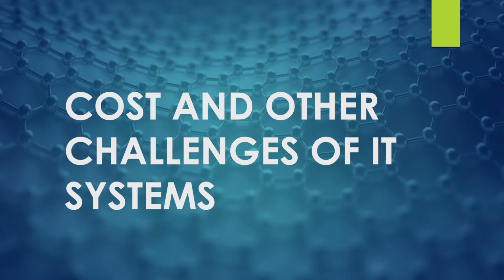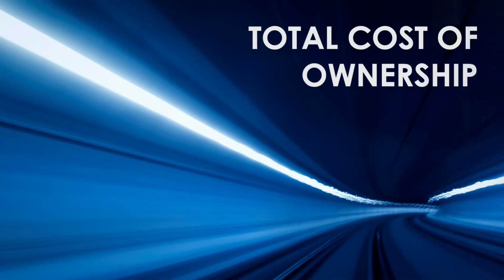In this video we will investigate the cost aspects of IT systems for an organization. In the Total Cost of Ownership model, we analyze several direct and indirect costs. This helps firms determine the actual cost of implementing specific technological platforms.